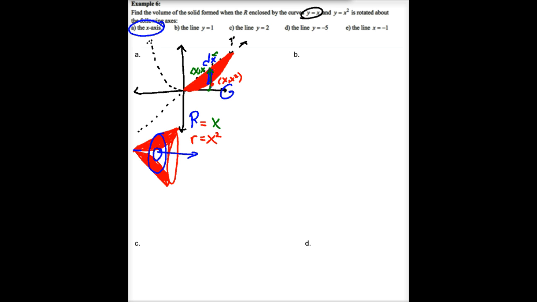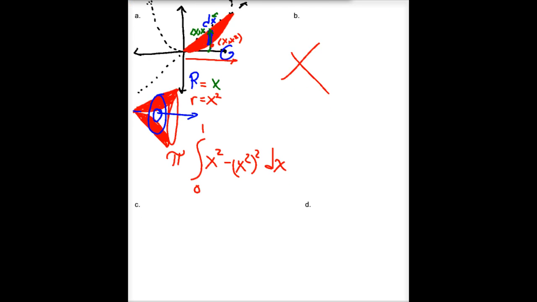So when I set it up, and I don't memorize formulas, I just get it, I'm doing pi R squared h minus pi baby r squared h, and I'm going to do that along the x-axis, so from 0 to 1. So let's go look at how we do letter C. I'm going to skip B here for a second. Let's go do letter C.